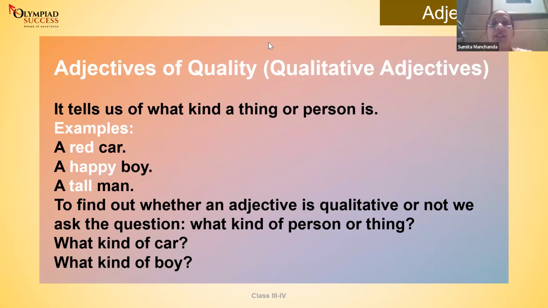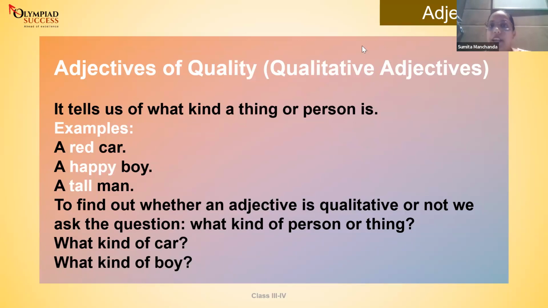Now, quality doesn't mean that it should be something related to your inner self. Qualities like brave, he's a very brave boy, or intelligent, are not the only ones taken as a quality. We have some different things also. When I say happy, happy is related to a feeling, and that feeling comes from inside. So these types of words can also be taken as an adjective of quality.